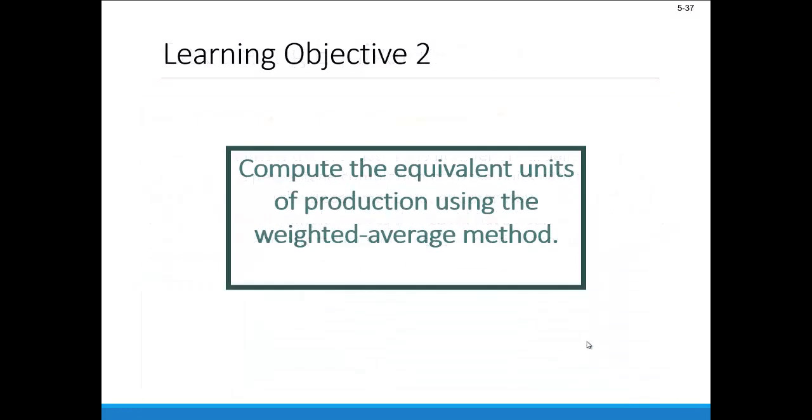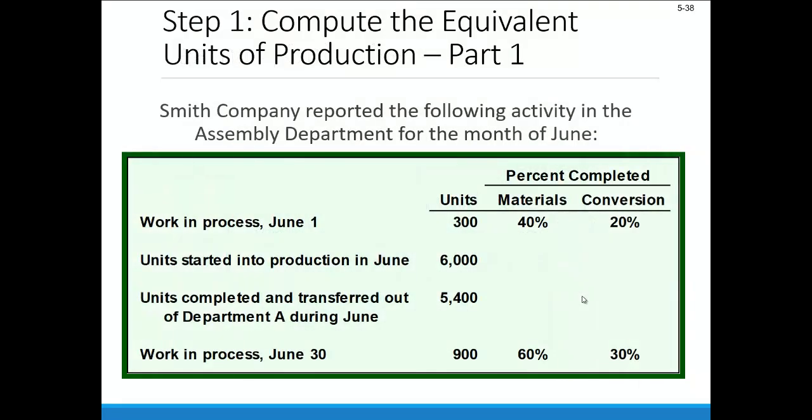Now the official learning objective 2 here was to compute the equivalent units of production using this weighted average method. So let's look at another example here. Let's say Smith Company reported the following activity in its assembly department for the month of June. They had beginning work in process of 300 units, and we can see they were 40% complete with respect to materials and 20% complete with respect to conversion.